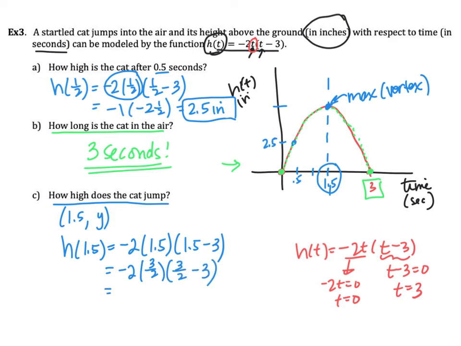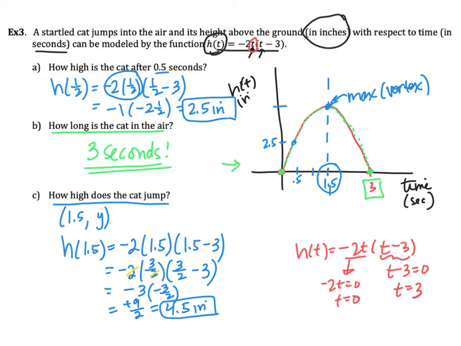So 2 times 3/2 is just negative 3, because negative times positive is negative, and then 3/2 minus 3, that's 1.5 minus 3, which is negative 1.5, or just negative 3/2. So that's positive 9/2, which is 4.5. So the cat jumped in the air a total height of 4.5 inches.